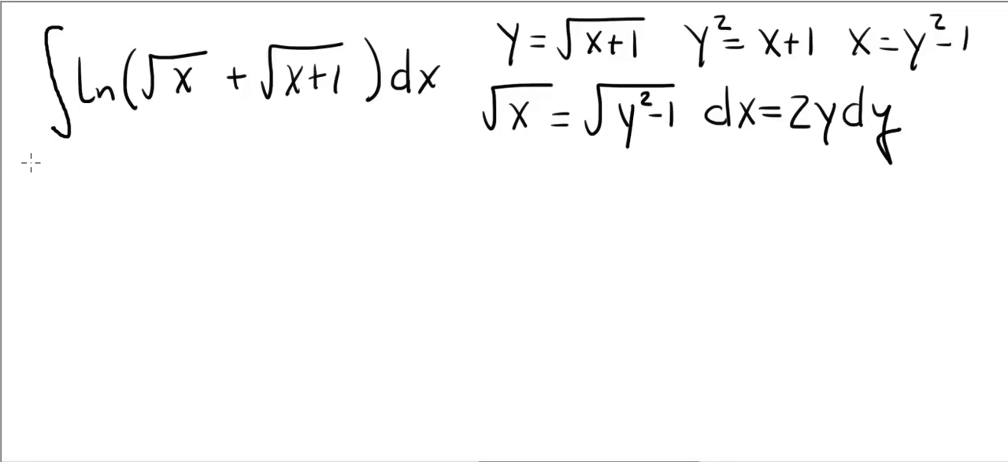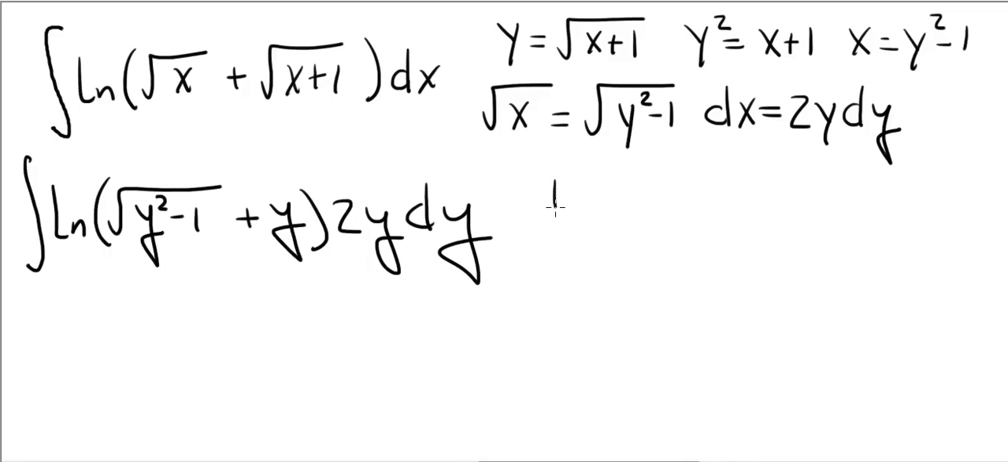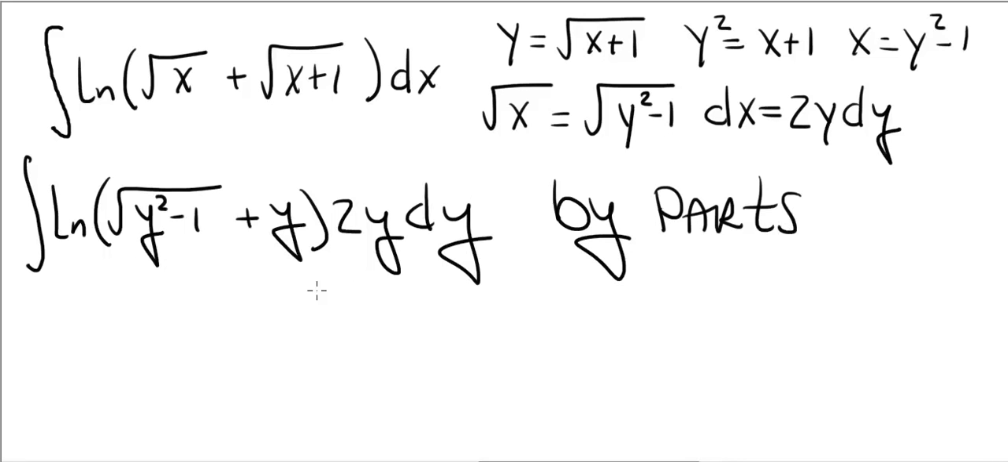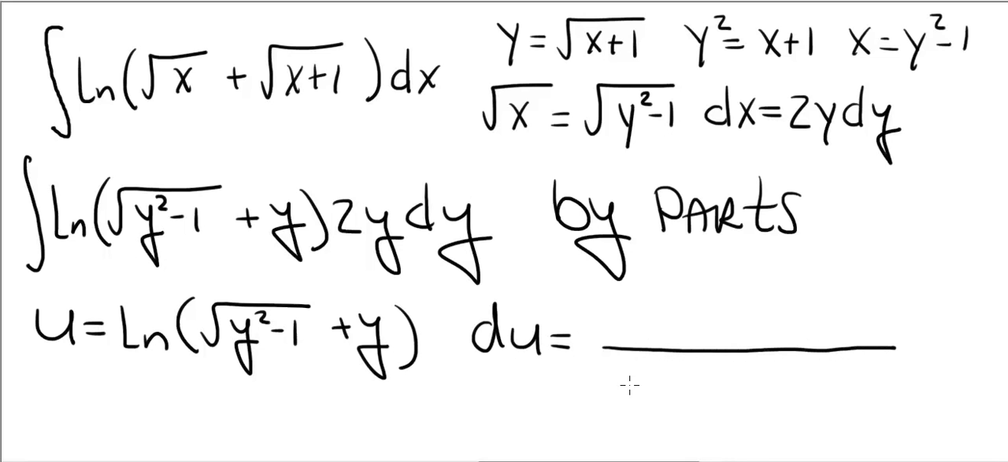Let's express this integral in variable y. It becomes the integral of natural log of the square root of y squared minus 1 plus y times 2y dy. And we'll evaluate this integral by using integration by parts. First, we'll start with u. U is going to be natural log of square root of y squared minus 1 plus y. Let's compute du and simplify it as much as possible because it is critical to solving this problem.